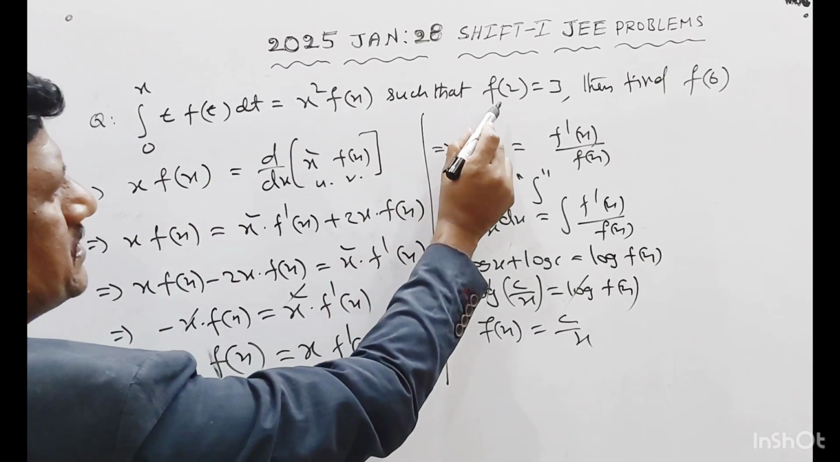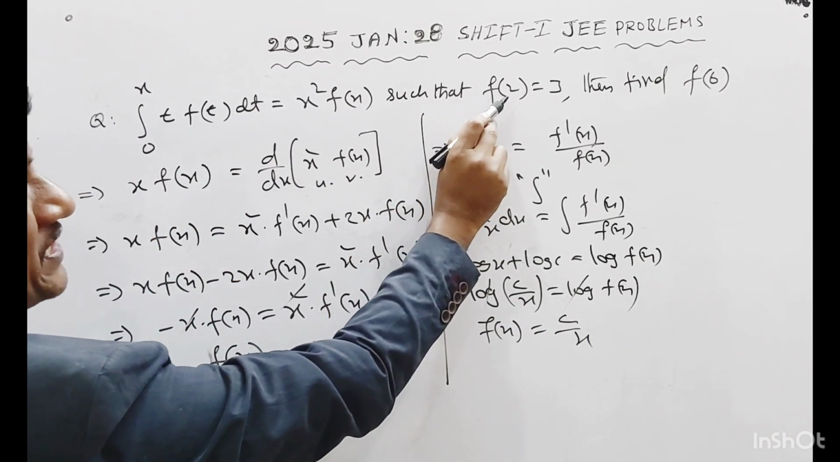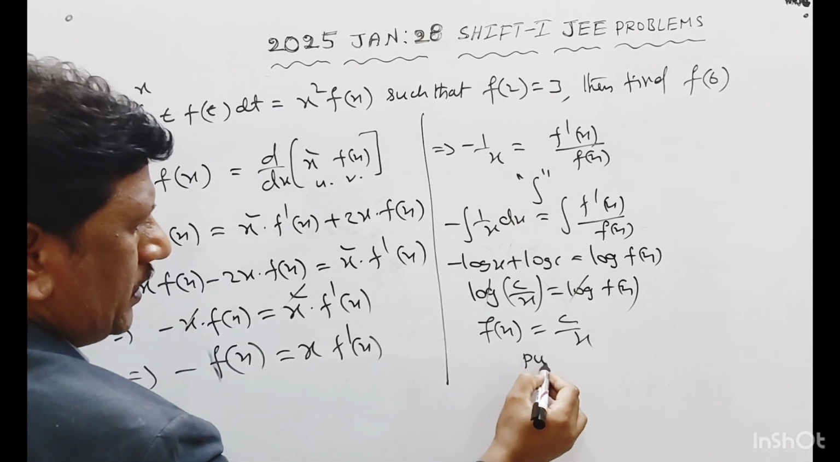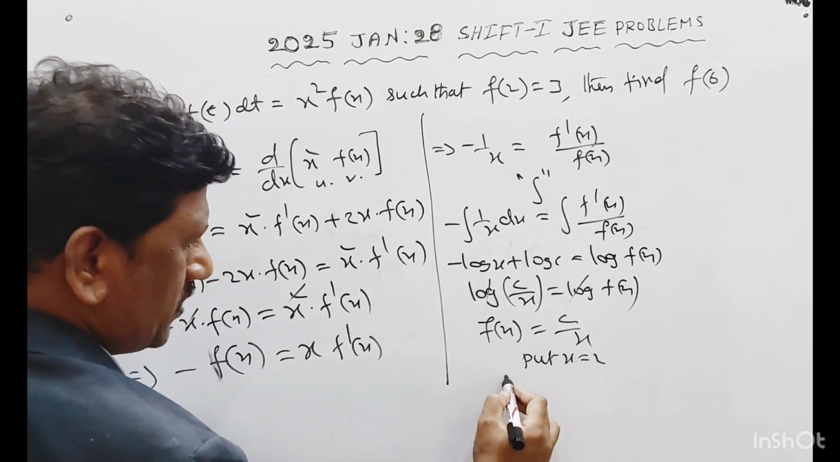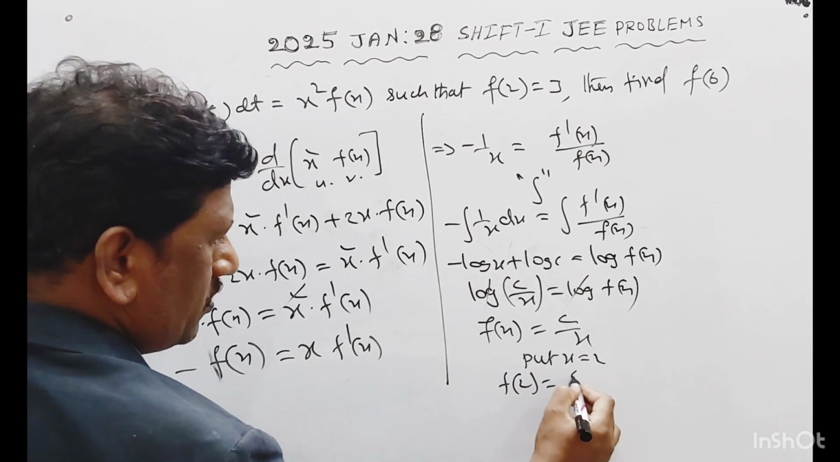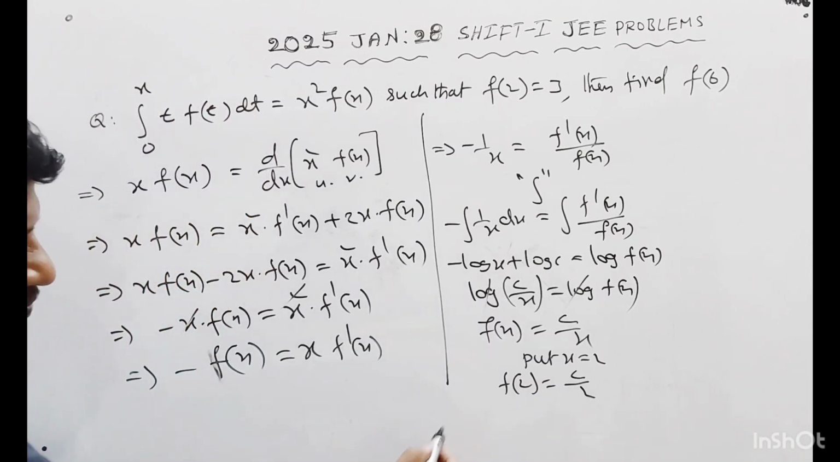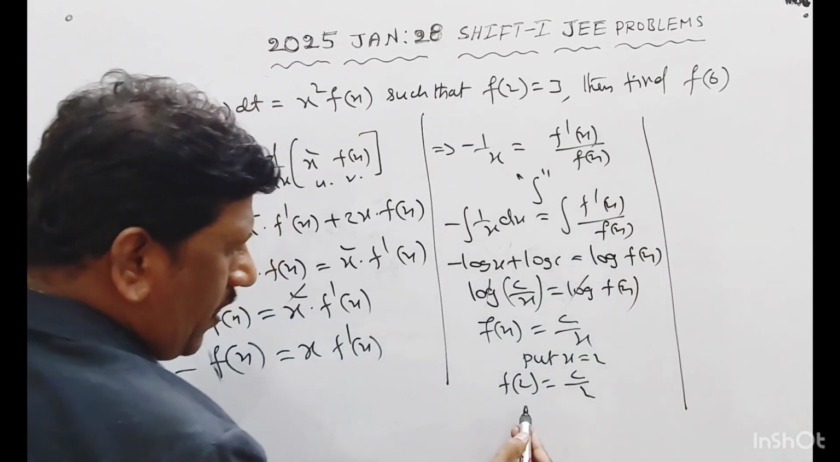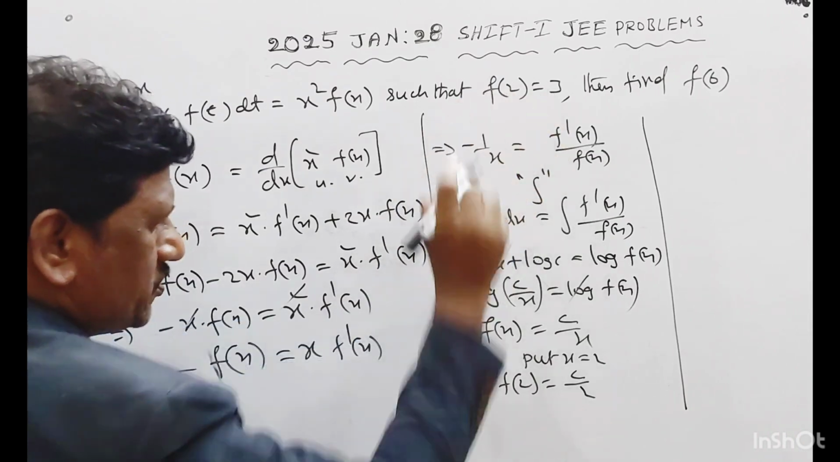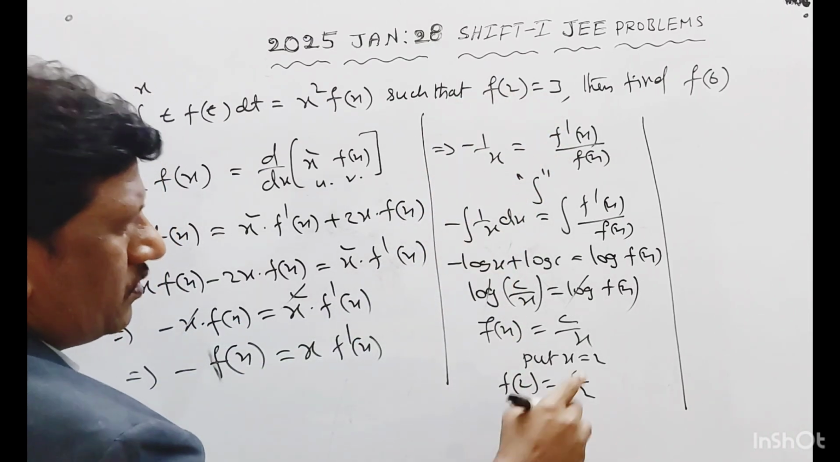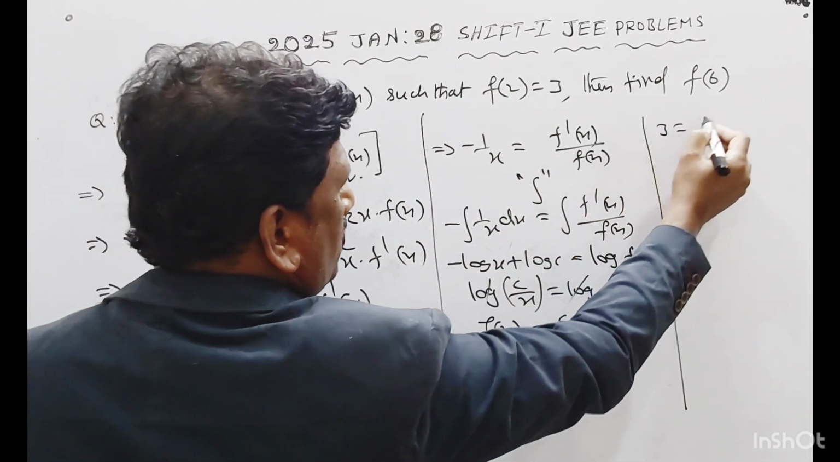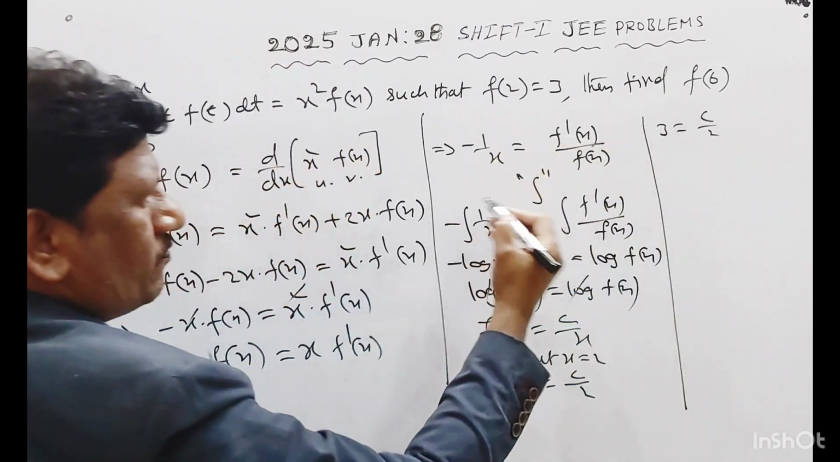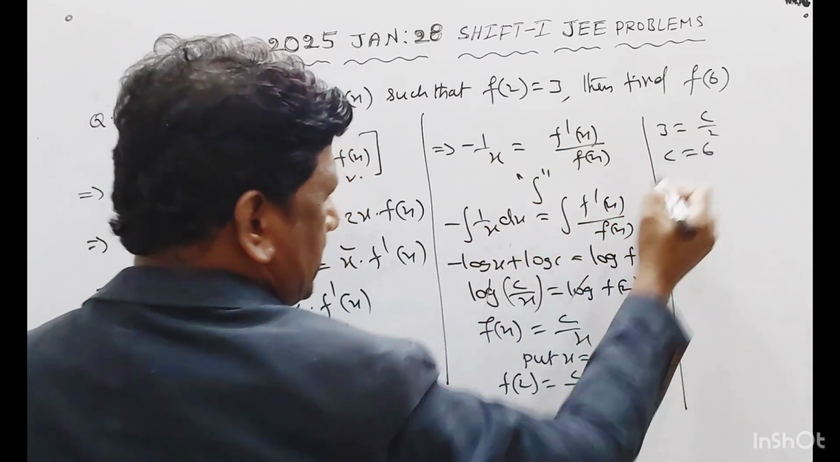Now here one condition is given. Here f of 2 is given. That's why put 2 in the place of x so that you will get f of 2 is equal to c by 2. But the f of 2 value is already given as 3. So 3 is equal to c by 2. Do cross multiplication. So the value of c is 6.